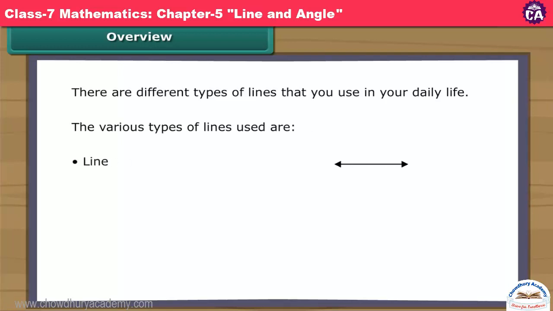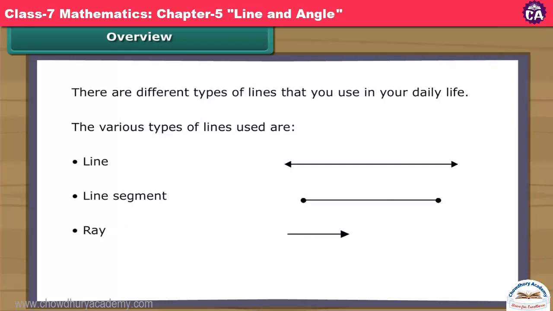Line. A line has no beginning and no end. You can stretch a line infinitely in both directions. Line segment. A line segment has a beginning and an end. Ray. A ray has a starting point but no end. Angle. An angle is created with two rays having the same starting point. The starting point is called the vertex and the rays are called sides of the angle.